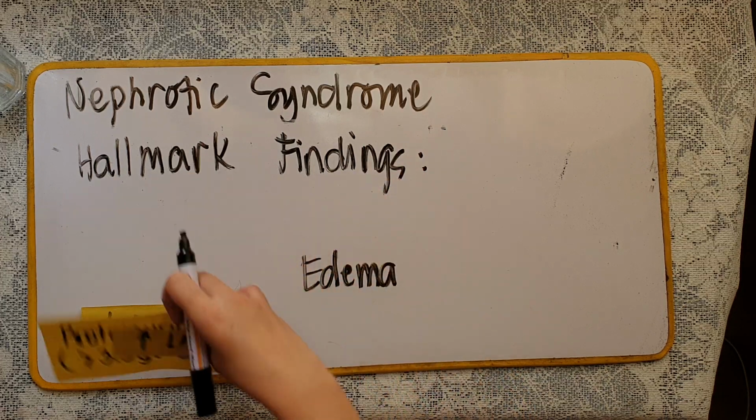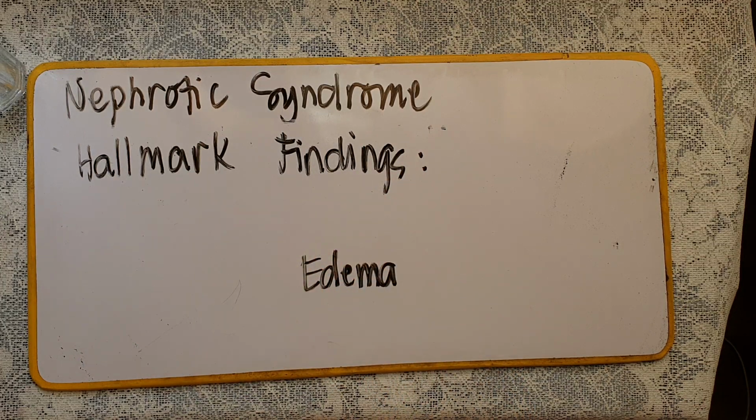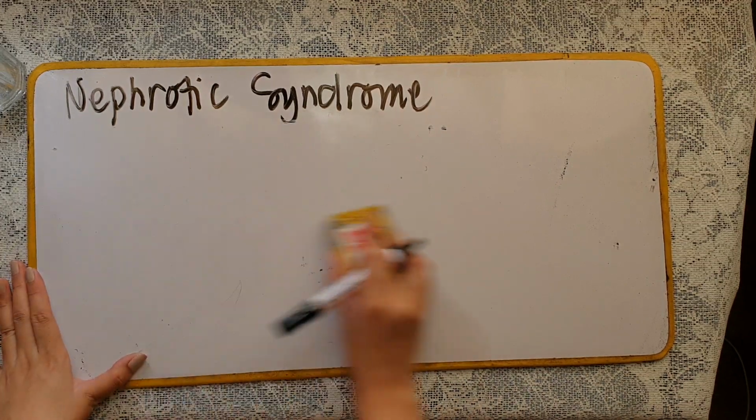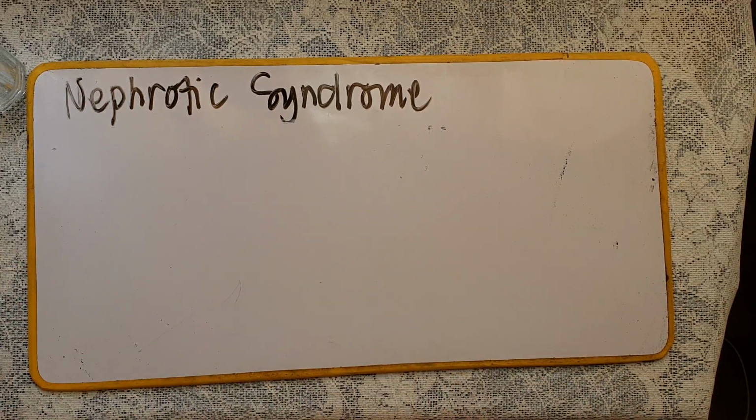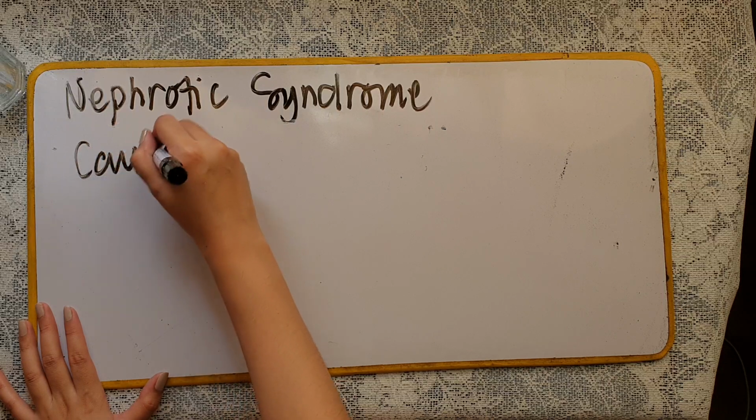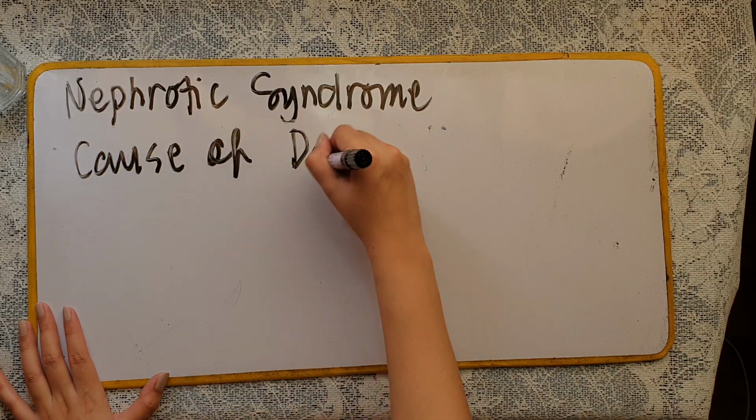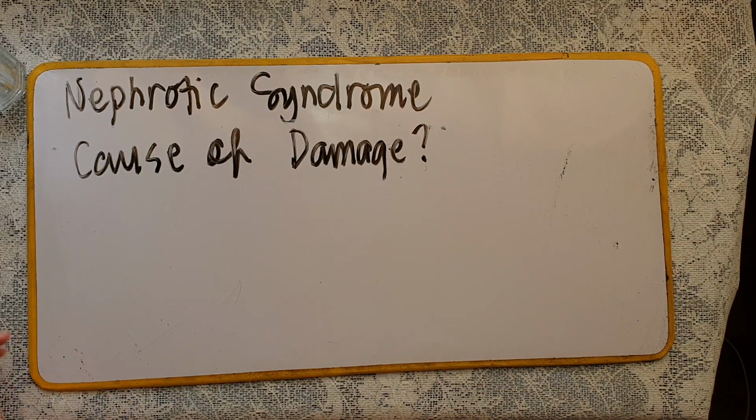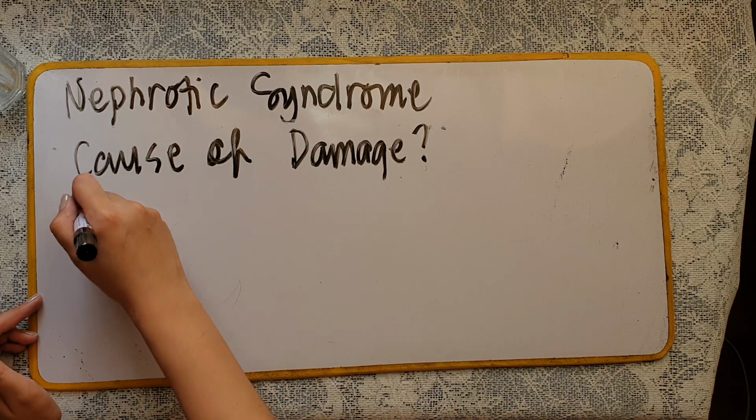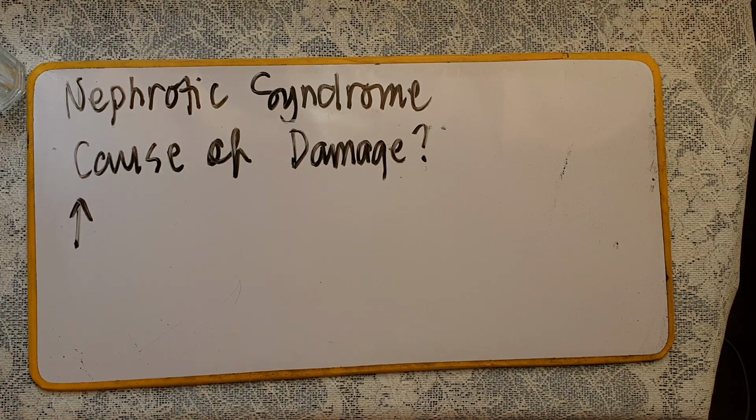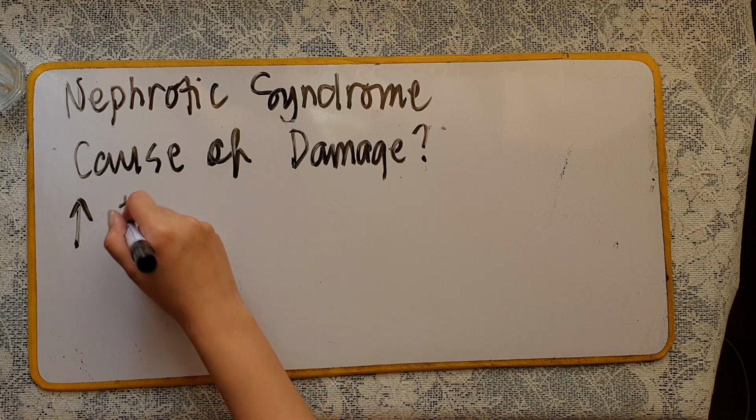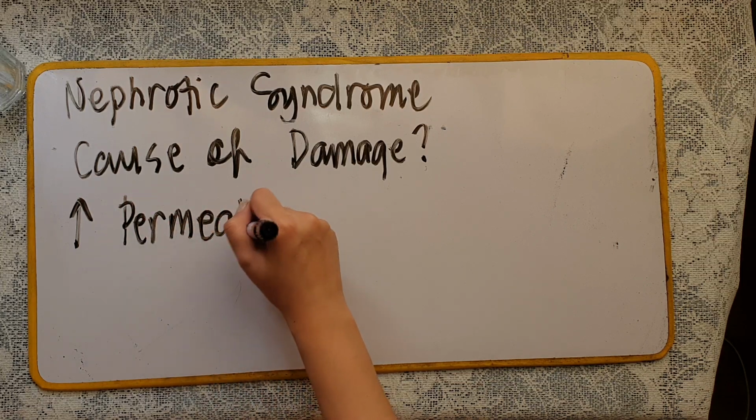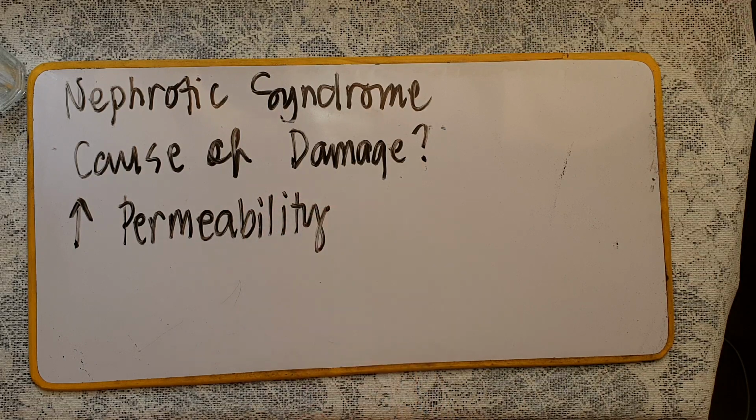Now, what would be the pathophysiology of your nephrotic syndrome? What is the primary cause of damage in nephrotic syndrome? The primary cause of damage in your nephrotic syndrome is due to an increased permeability, that is the key term there, increased permeability of the glomerular membrane.